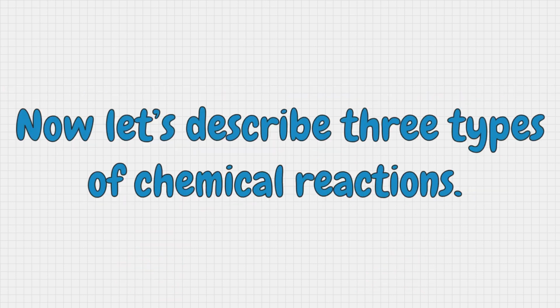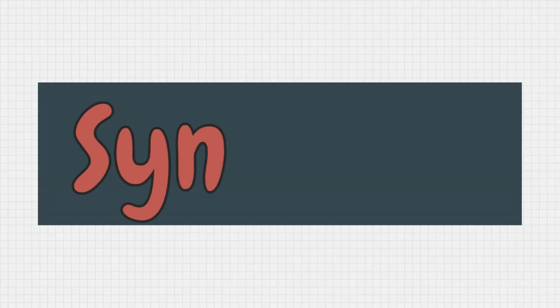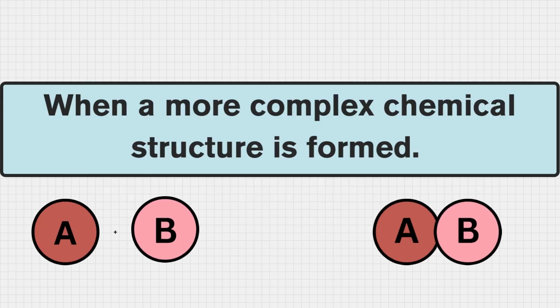Now let's describe 3 types of chemical reactions. The first one is called synthesis reaction. That is when a more complex chemical structure is formed. A plus B creates AB.